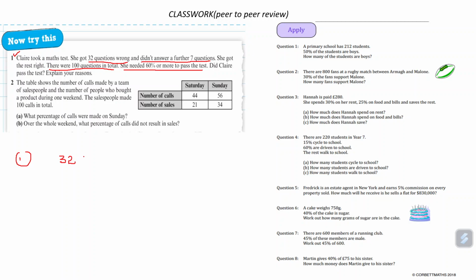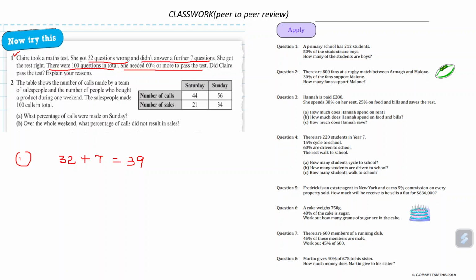And she did not answer a further 7 questions. So plus 7, meaning she got the 7 questions wrong because she did not answer them. So she must have failed the 7 questions. So if you add all the questions that she didn't get correctly, that will be 32 plus 7, which gives us 39 questions.